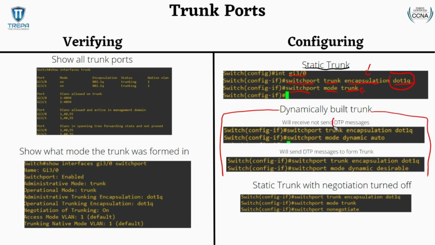And then we have dynamically built trunks. This is a protocol called the Dynamic Trunking Protocol. Let me write this up here. Dynamic Trunking Protocol. And what this does is send negotiation messages via the native VLAN, right? And CDP, Cisco Discovery Protocol. And it's going to try to auto-negotiate our trunks, okay? So it has two different modes. One mode is desirable, and one mode is auto.